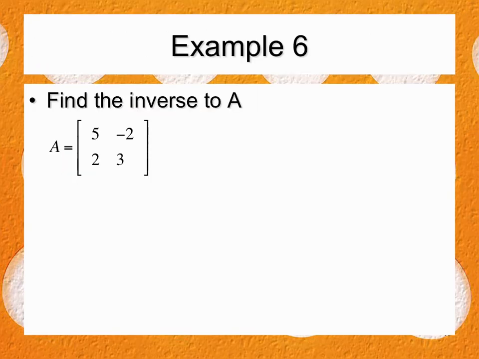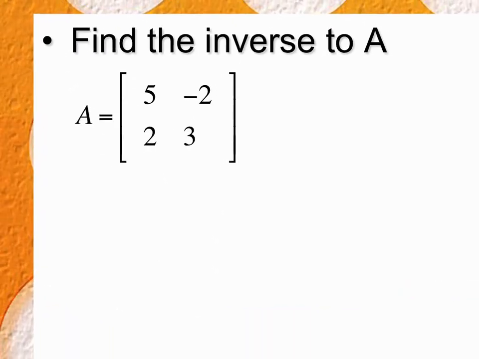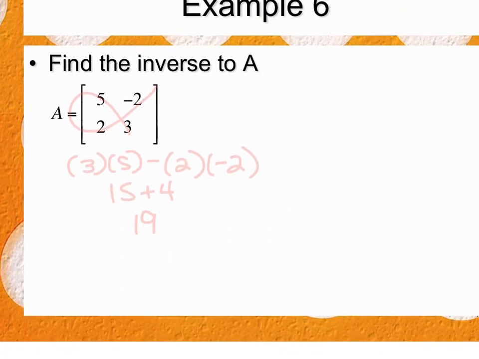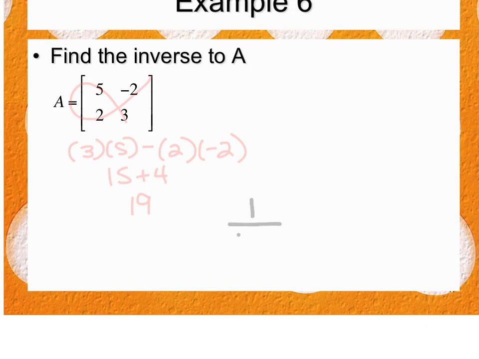So take the inverse of the same one we just did, so we should already know the answer. The first thing I'm going to do is find the determinant, which is 3 times 5 minus 2 times negative 2. 15 minus a negative 4 becomes 19. That's the determinant. That goes on the outside under 1.